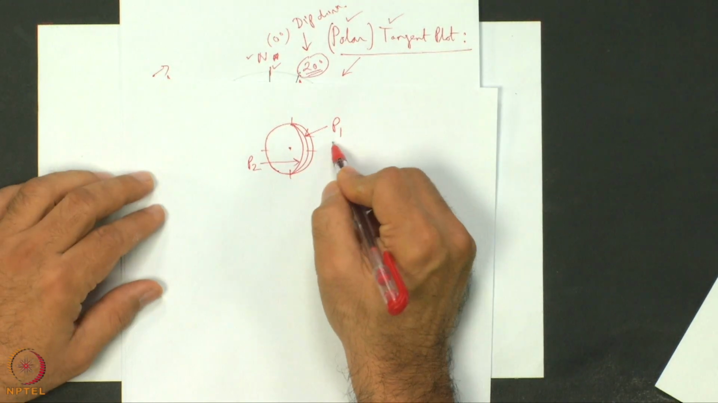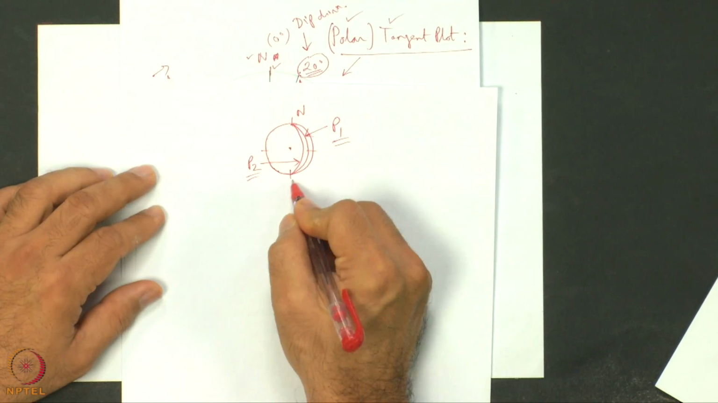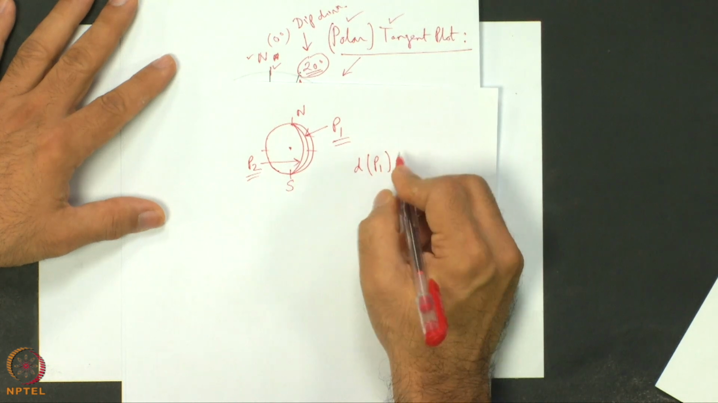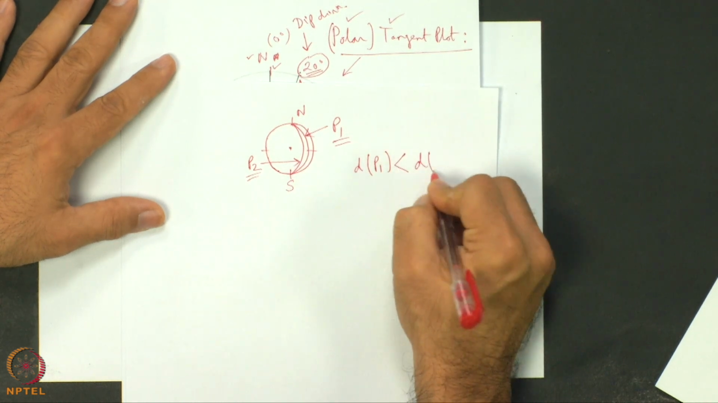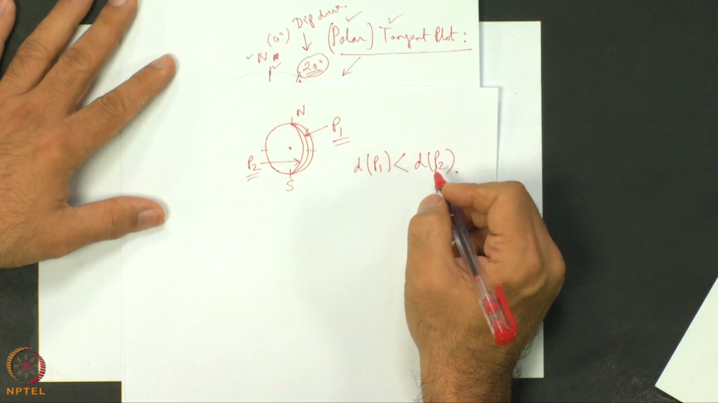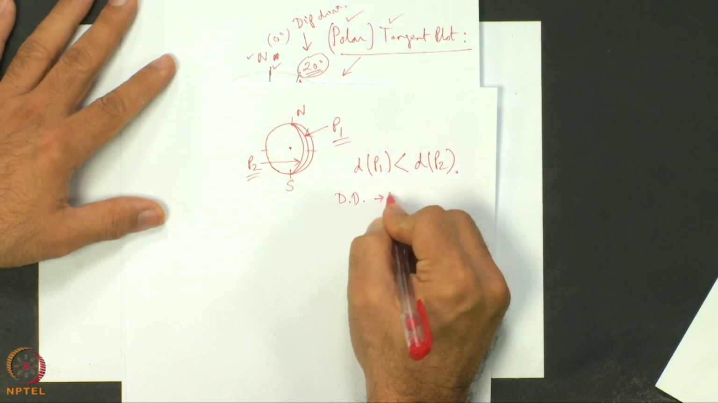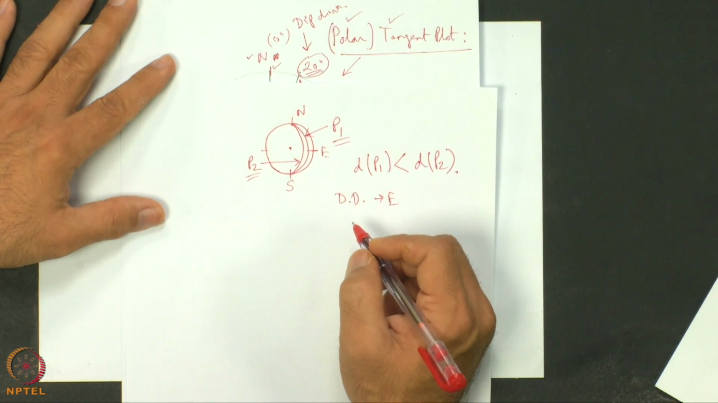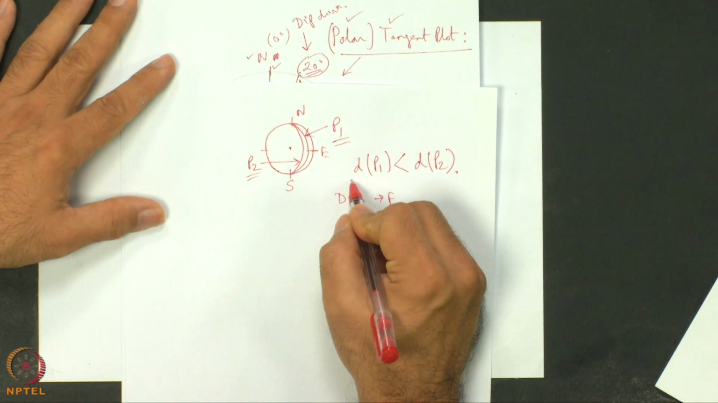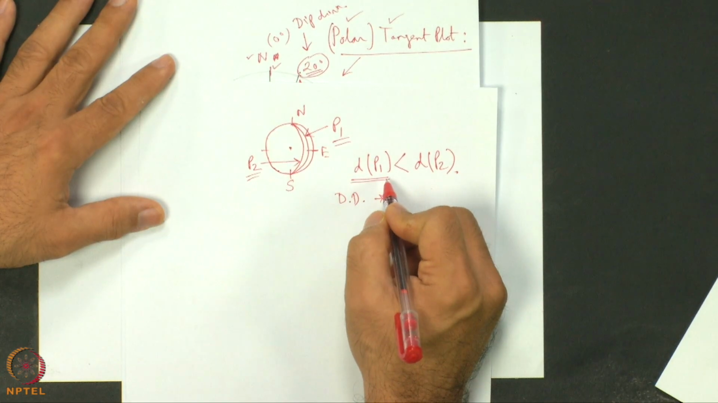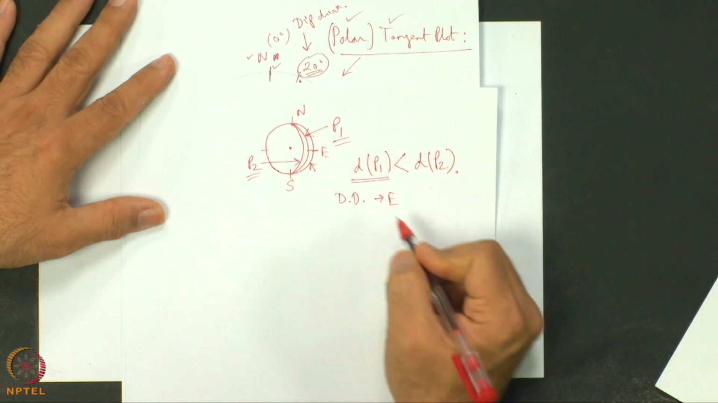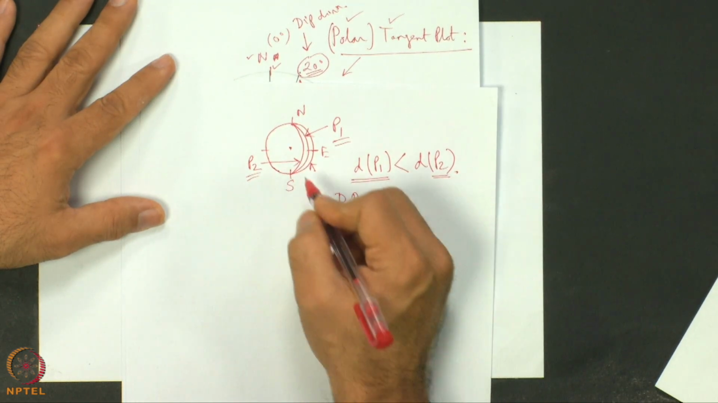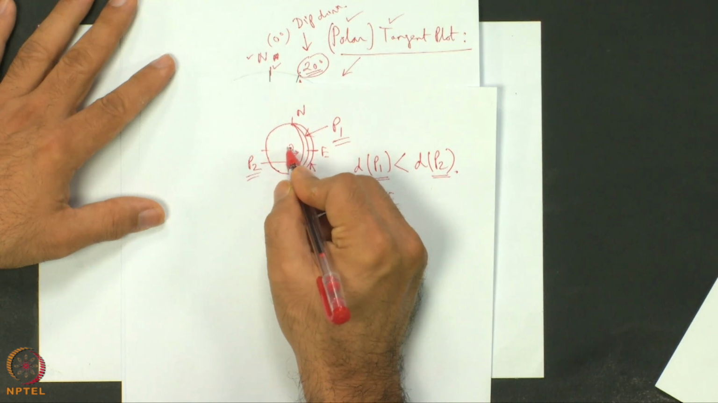If we plot planes P1 and P2 with same strike, say north south, and different dip amount, the dip of P1 is less than that of dip of P2, and suppose the dip direction is towards east, this is the east geographic direction, then if one watches the great circles representing P1 and P2, the plane with smaller dip is closer to the periphery of the stereo net, and the plane with steeper dip P2 is closer to the center of the stereo plot.